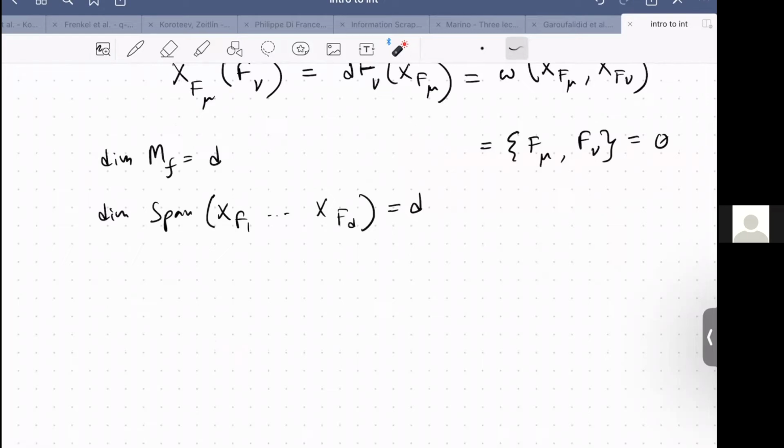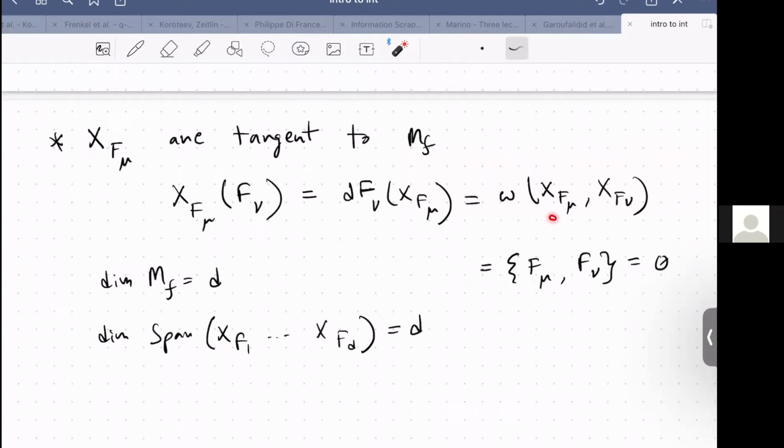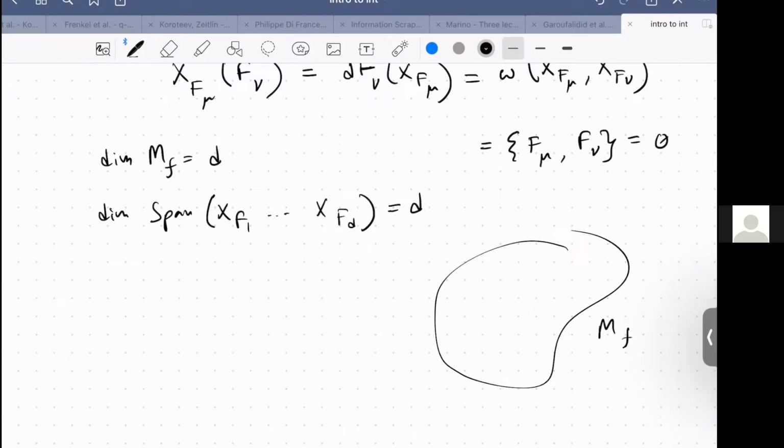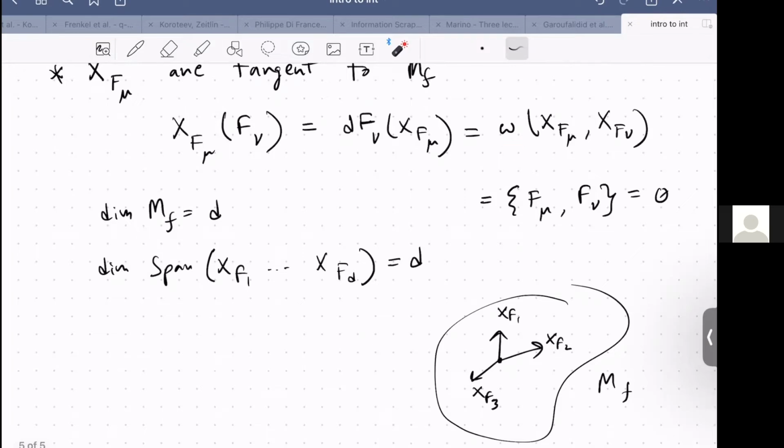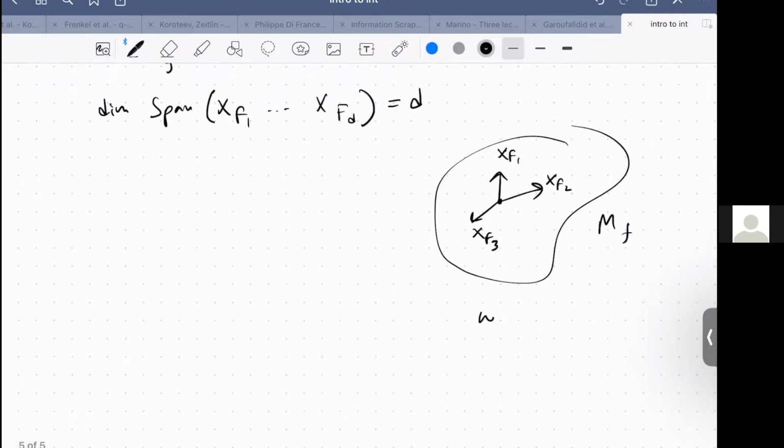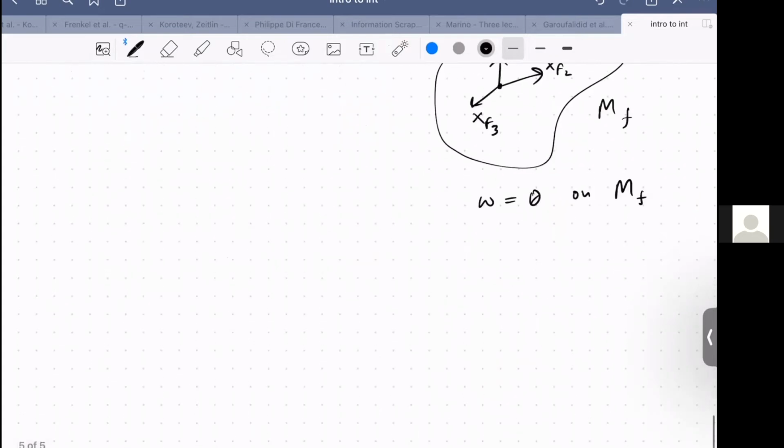All right. Now, notice that these vectors span the tangent space to our level curves. So let's say that this is a level curve MF. This is a point, and here the tangent space is spanned by Xf1, Xf2, Xf3, and so on. And we just found that omega, this 2-form, when it acts on any 2 tangent vectors, you get 0. So what does it mean? It means that omega is 0 on MF. Okay, but recall that alpha was defined in a way that d alpha was omega. So this implies this is 0 on MF.